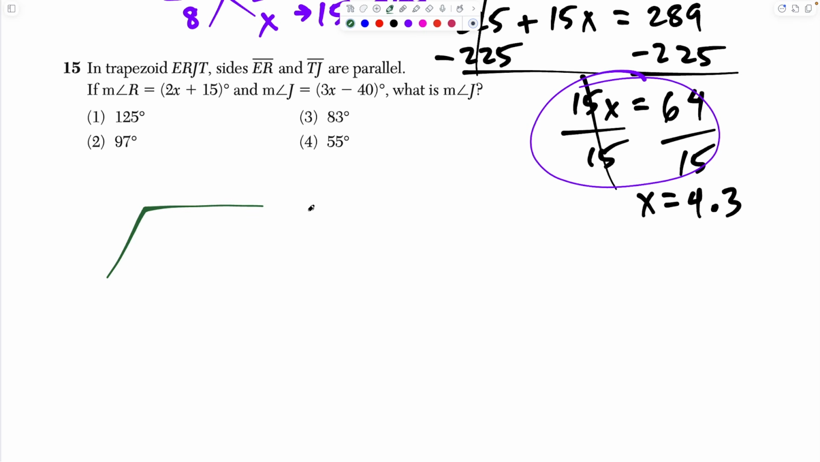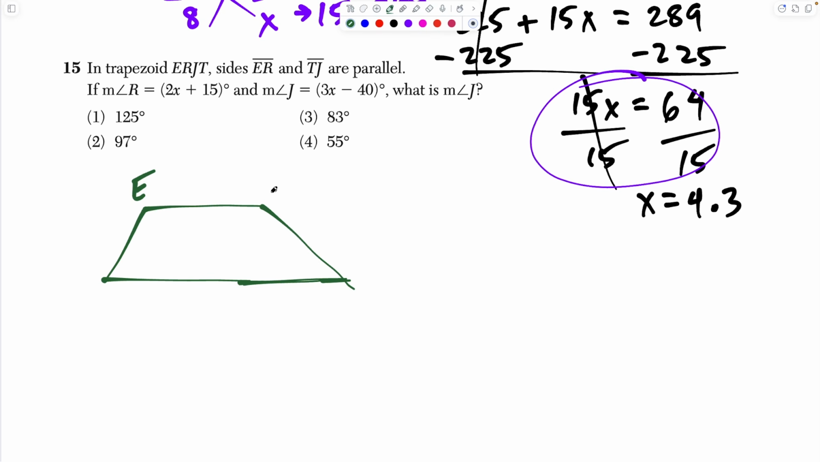Just draw out any trapezoid. It's really just to help you see which angles we are referring to. When in doubt in geometry, you either add the angles and make them 180 or you set them equal to each other. So if you have no idea what to do, I guess you could try that. But otherwise, what I'm doing is, they told us sides ER and TJ are parallel.